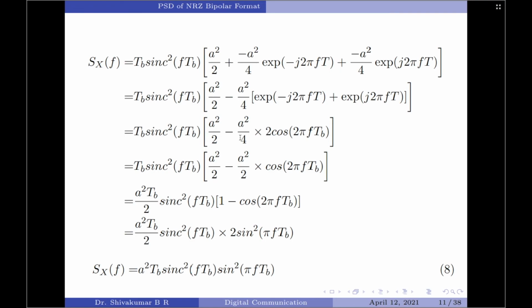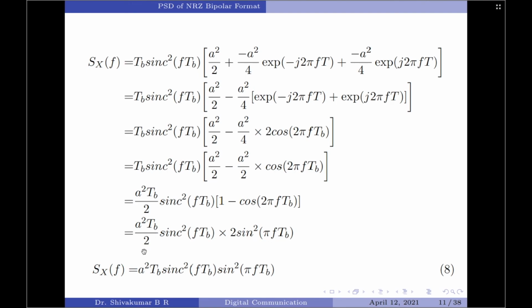Right. So now you see we have a 4 in the denominator and a 2 in the numerator. They cancel to produce a squared by 2. Then we will take a squared by 2 as common. Now when I take it outside toward the constant term, it will be a squared Tb divided by 2. Then followed by sinc square f Tb as it is. So what remains inside is 1 minus cos 2 pi f Tb. Again, by applying the trigonometric function and noting that 1 minus cos 2 theta is 2 into sin square theta, we'll simplify this part to 2 sin square pi f Tb.